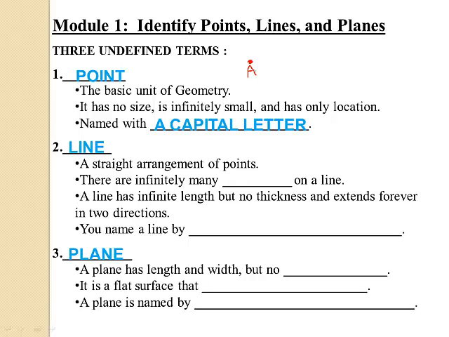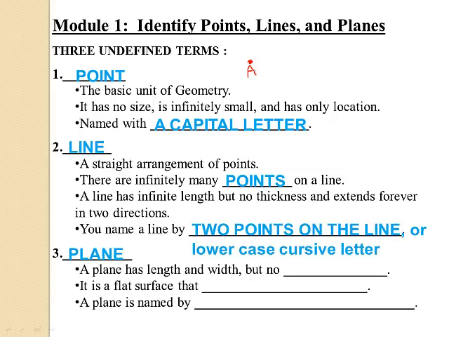A line is going to be a straight arrangement of points. There are going to be infinitely many points on a line. A line has infinite length but no thickness and extends forever in two directions. And you're going to name a line by 2 points on the line or a lowercase cursive letter.